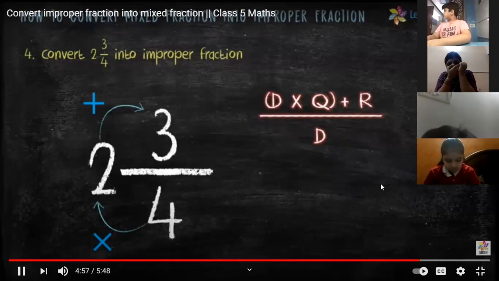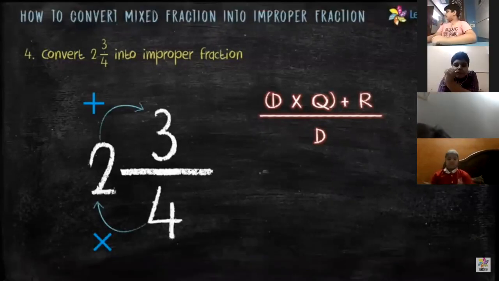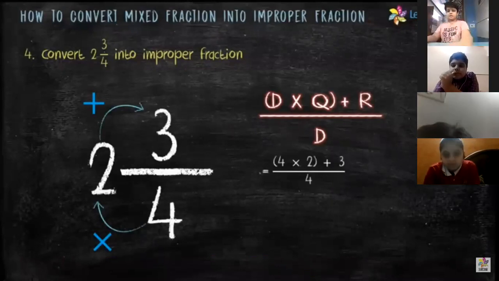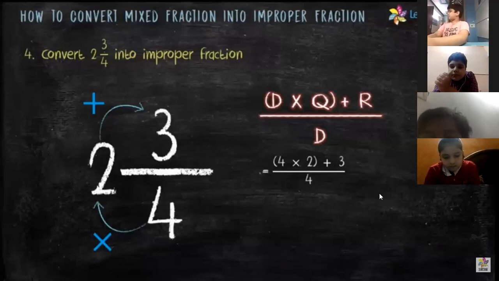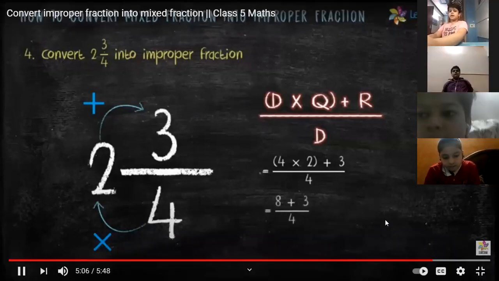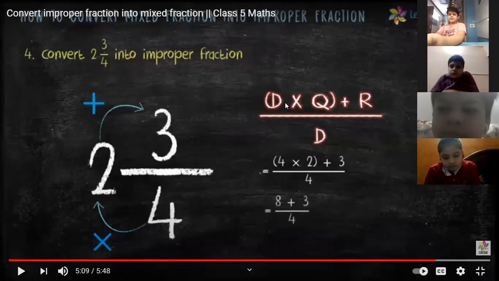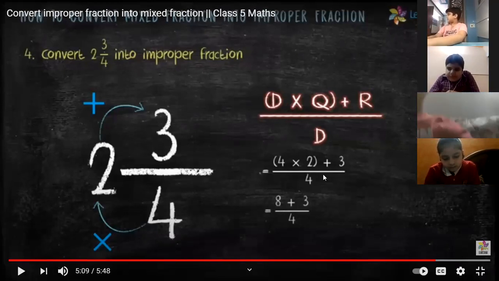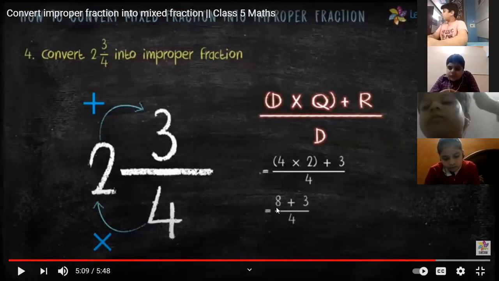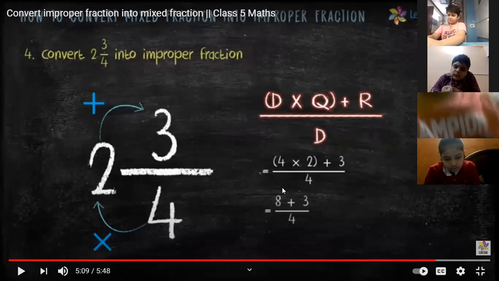D into Q plus R by D equals 4 into 2 plus 3 by 4, which is equal to 8 plus 3 by 4. So Sparsh, it is clear: when we multiply divisor by quotient, you find a product, and here the product is 8. Then we add the remainder, so here in 8 we add 3. So can you tell me the final improper fraction?